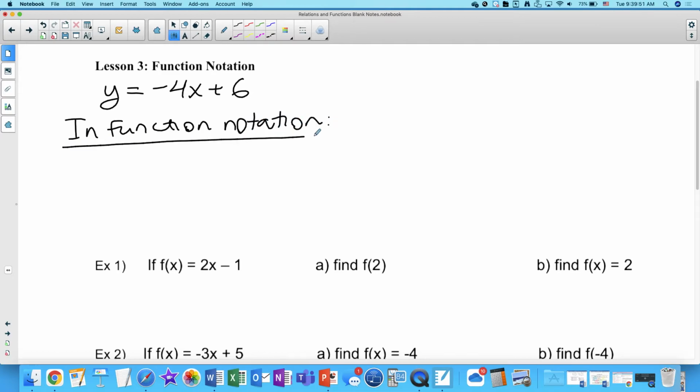The y becomes something called f of x, or you could use another letter for f. You could use g of x, h of x, t of x if you want. But essentially what this shows is that this is a function, we're using f for the word function, that is dependent on this variable x. f is a function of x, or f is dependent on x.